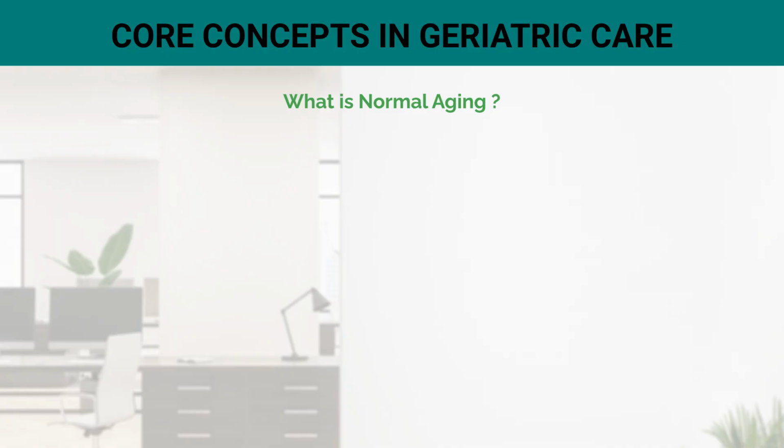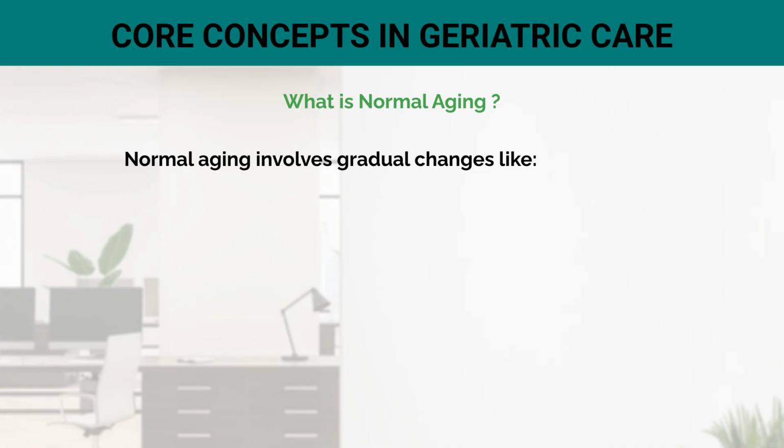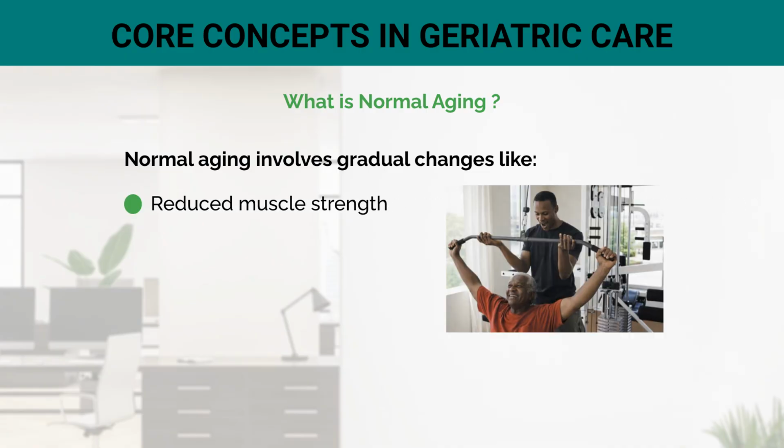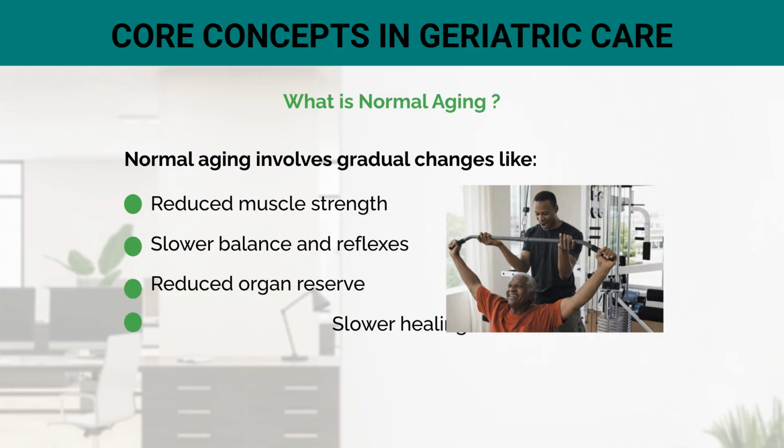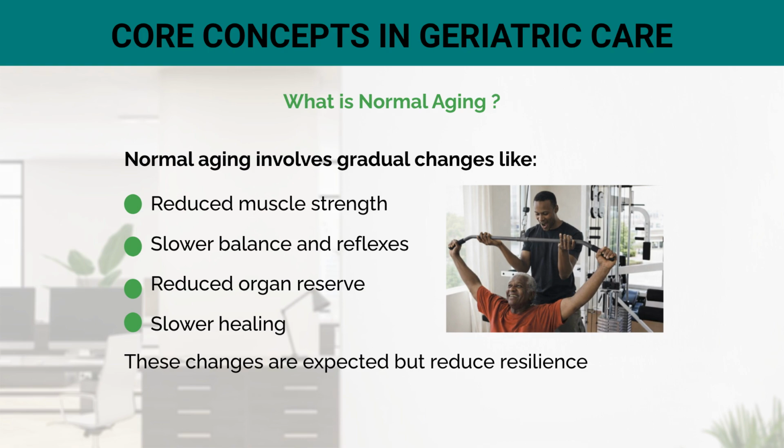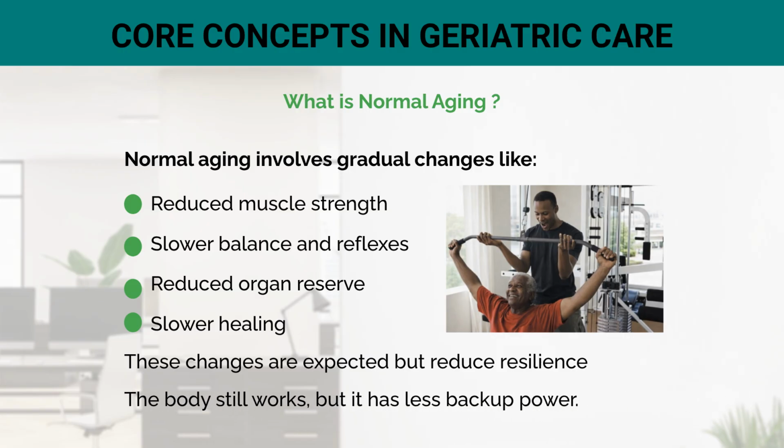What is normal aging? Normal aging involves gradual changes like reduced muscle strength, slower balance and reflexes, reduced organ reserve, slower healing. These changes are expected but reduce resilience. The body still works, but it has less backup power.